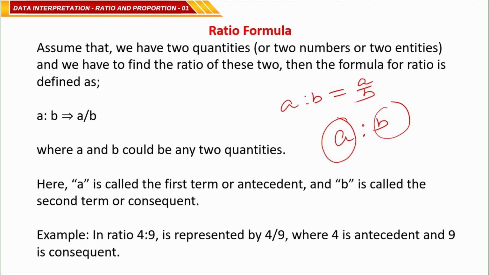Okay. For example, 4:9, we can write as 4/9, correct. So, in 4/9, the first one is the antecedent and the second one is called the consequent. Generally in a fraction, the first one is called the numerator and the second one is the denominator. This is a ratio, no. So, we say one is the antecedent, the other is the consequent.